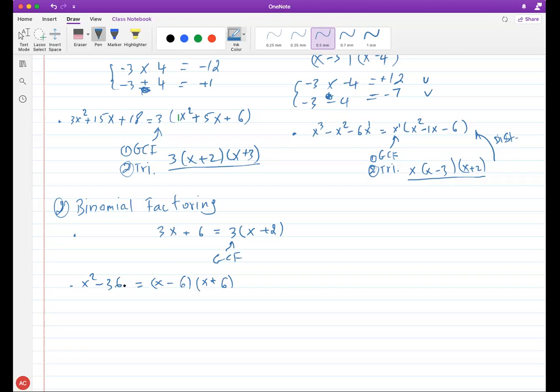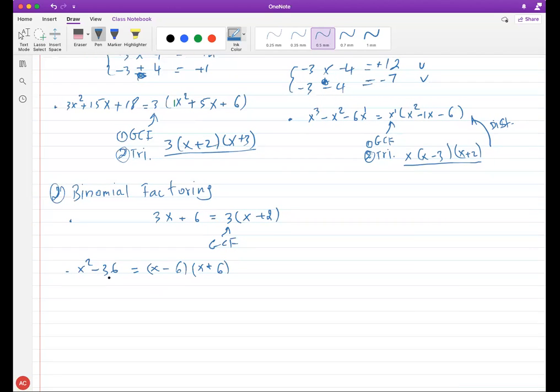So basically you can say that the 6x and the negative 6x cancel out. That's right. So two numbers are multiplied to give 36 and add to 0. So negative 6 and 6.